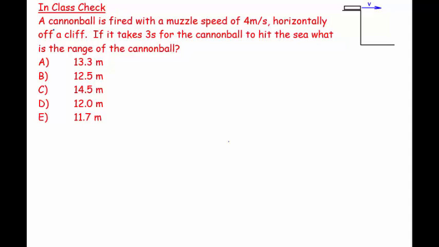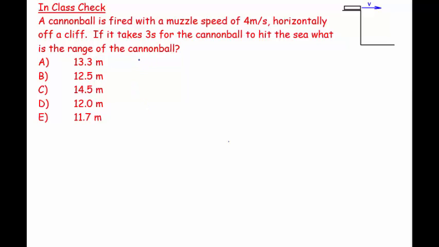Welcome. So this is a projectile motion question, which means that the object travels through two-dimensional space with only the force of gravity acting on it. This question says a cannonball is fired with a muzzle speed of 4 meters per second horizontally off a cliff. If it takes 3 seconds for the cannonball to hit the sea, what is the range of the cannonball?